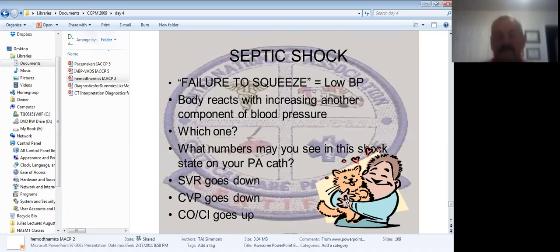So in sepsis, there's a failure to squeeze with a low blood pressure. Remember, that may be low relative to the patient's normal state. And so when you're looking at a Swan-Ganz catheter, your systemic vascular resistance goes down. Your central venous pressure, which indicates, of course, volume status, goes down, but your cardiac index, the effectiveness of the pump, actually goes up. And again, that's that hypermetabolic state that we said in early sepsis, the heart is actually compensating for everything else failing.